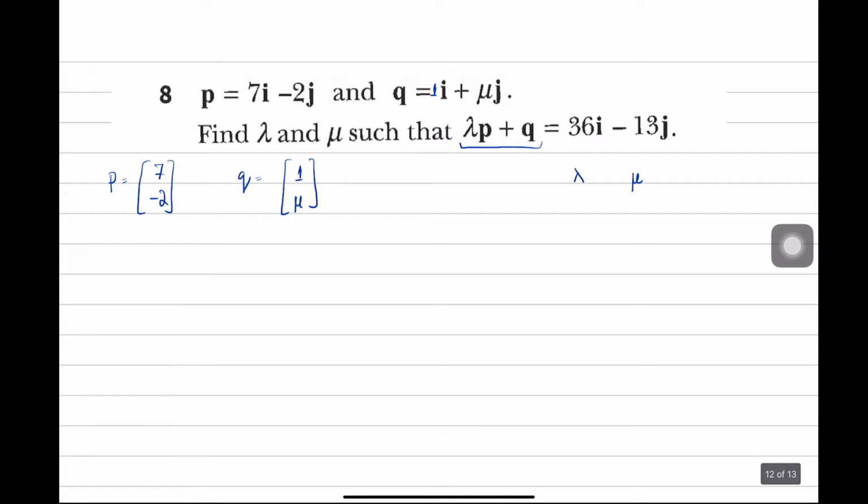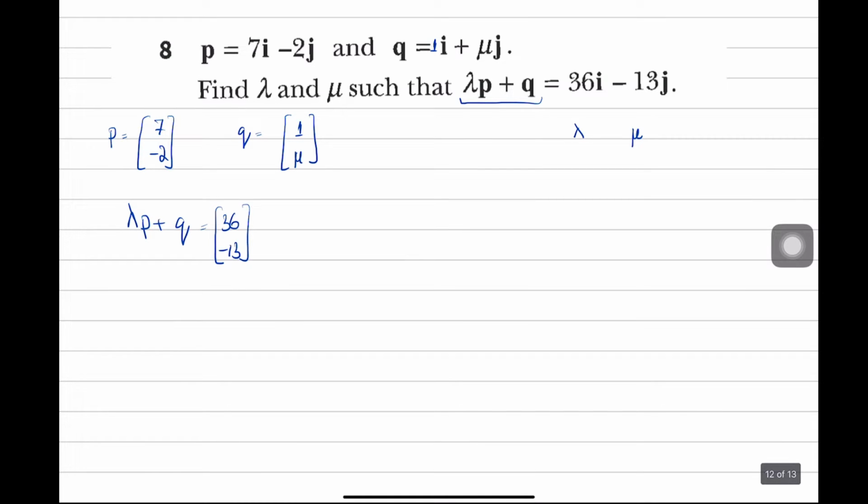Now lambda times p plus q equals 36i minus 13j, so 36, minus 13. There you go. Now I'm just going to replace p with whatever the vector is and q with whatever the vector is. So lambda times p means times 7 and minus 2, plus q means 1 and mu, equals 36 and minus 13.